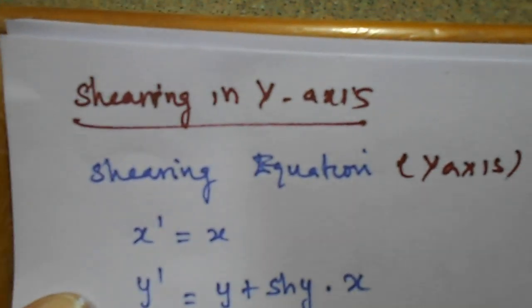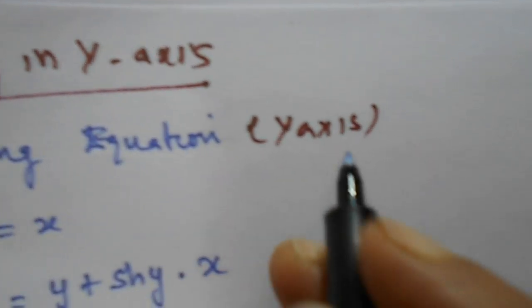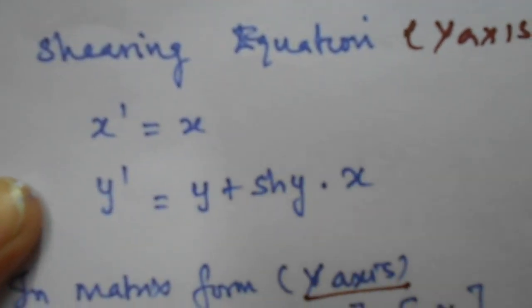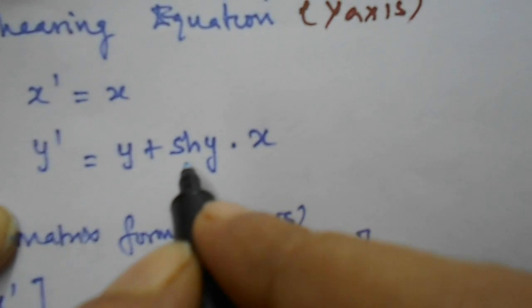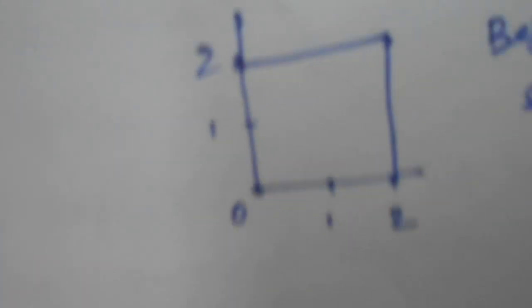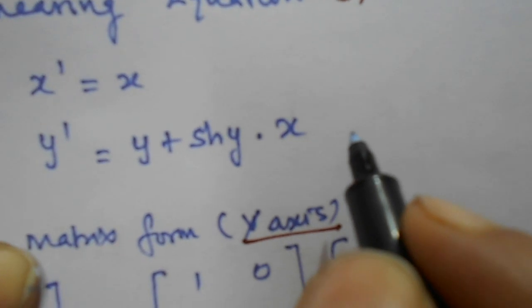Shearing in y direction. So let's start by writing the shearing equation. Now the changes are made in y dash. We just retain x as it is: x dash is equal to x. y dash is equal to y plus shy into x, where shy is the shearing parameter. So this is the shearing equation for the y axis.